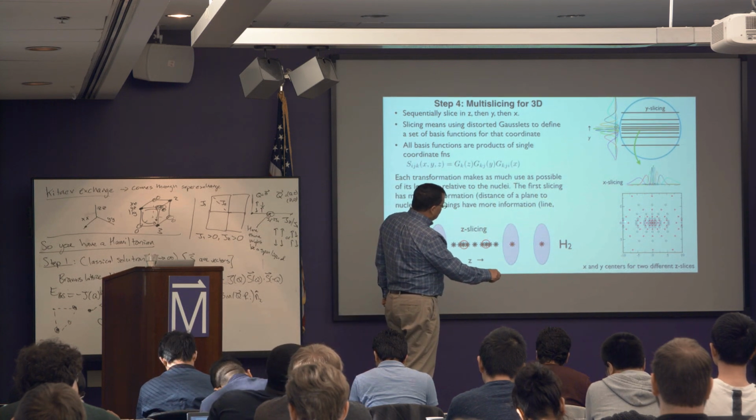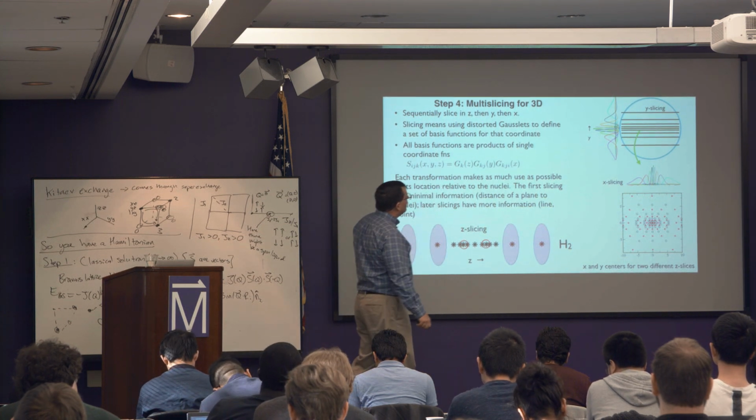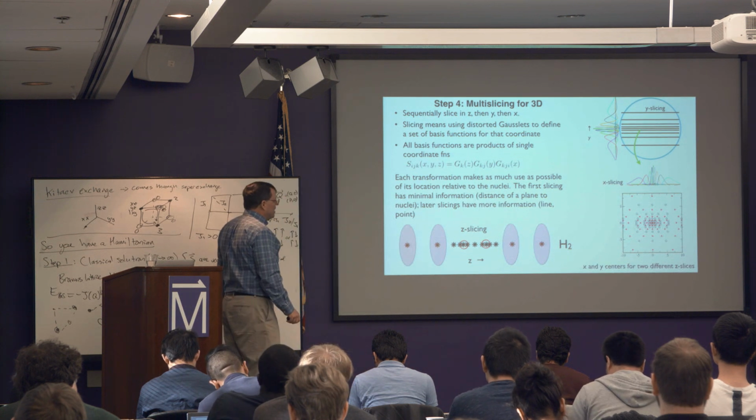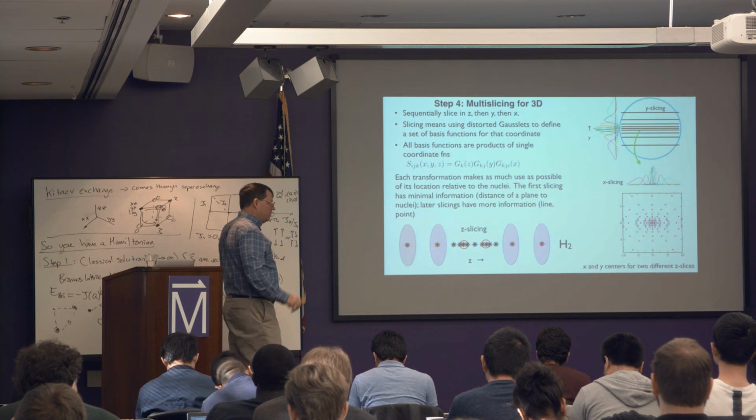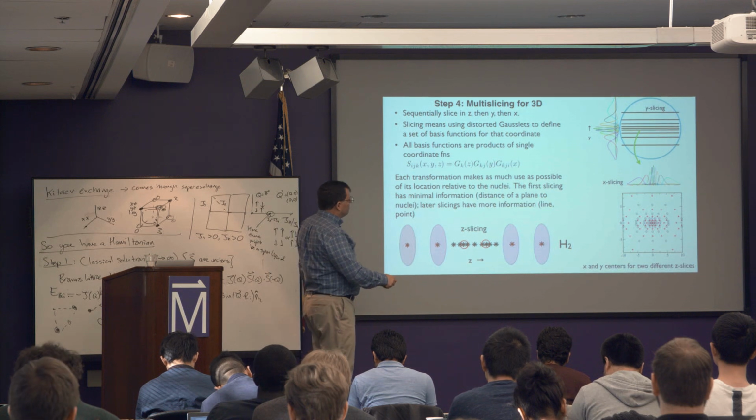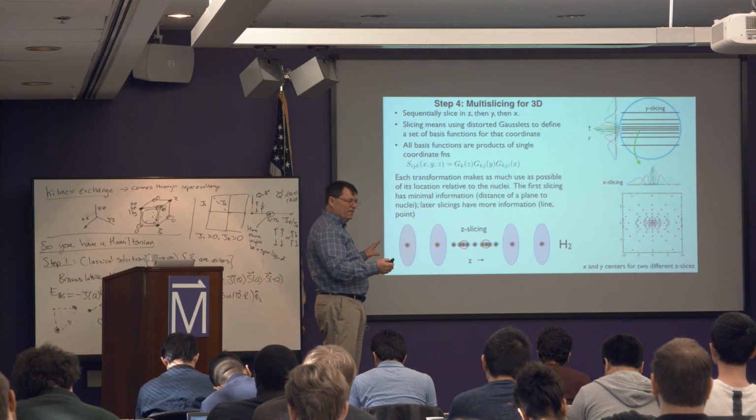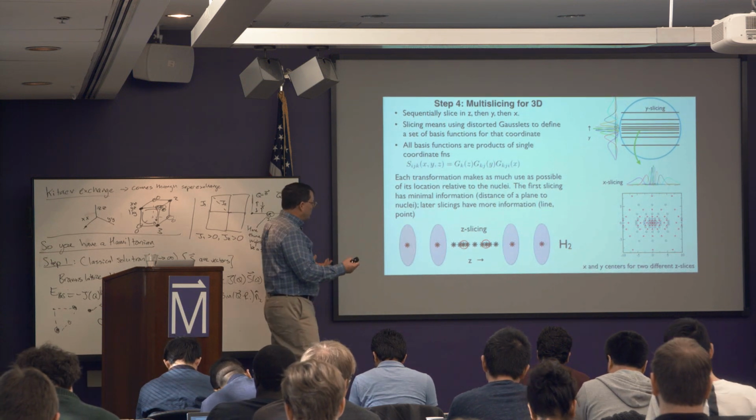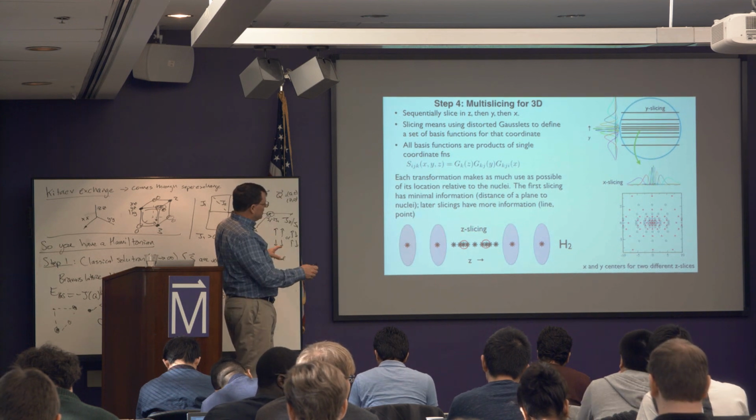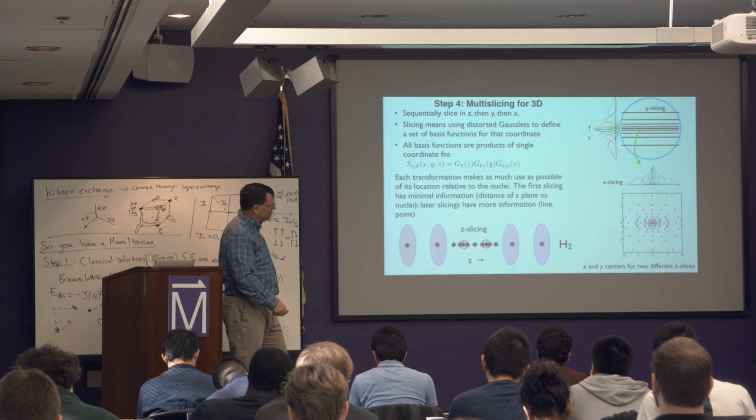Here's a picture of what it looks like in 2D. And it's a nice compromise of bunching up the functions near the nucleus and spreading them out far away in a way that still leaves the numerical part of the problem easy because everything is a product of 1D functions.